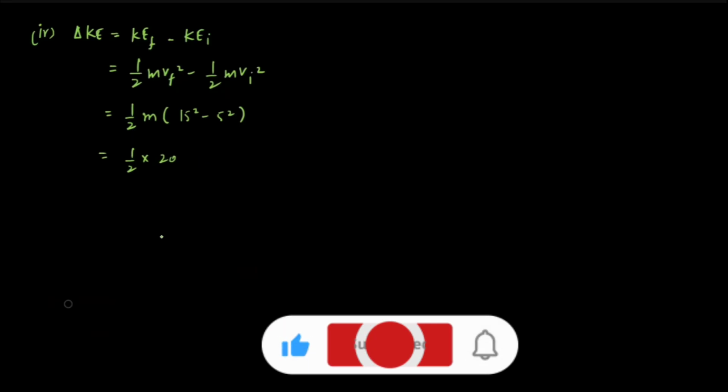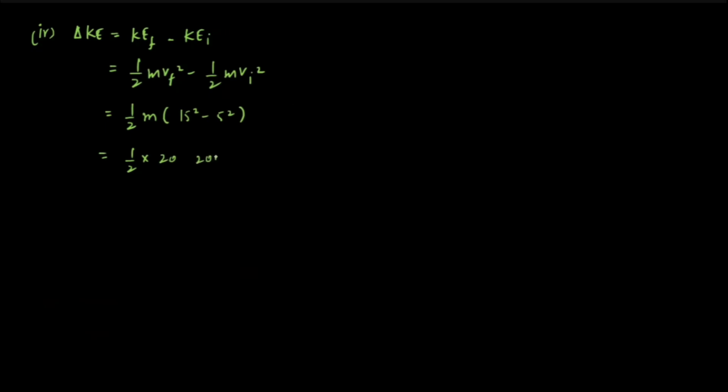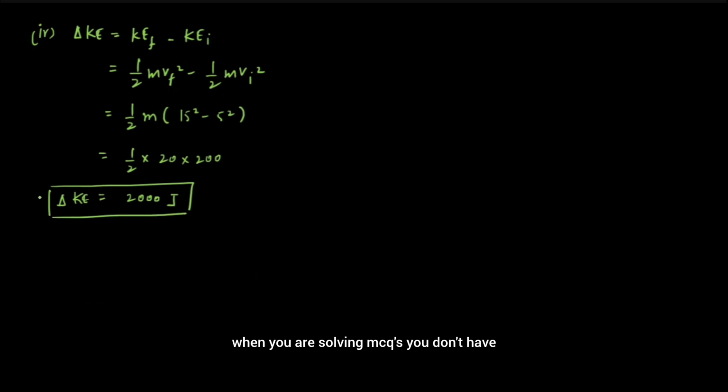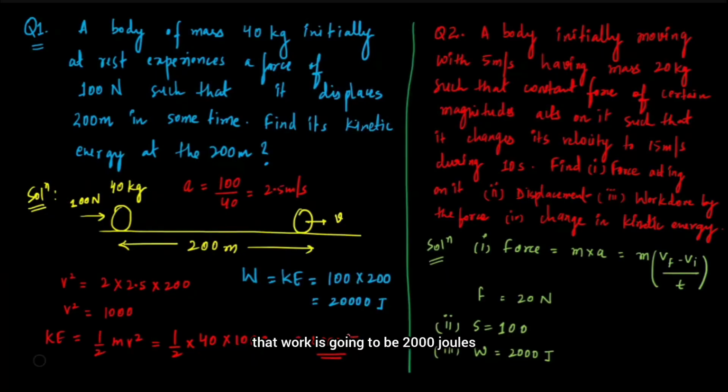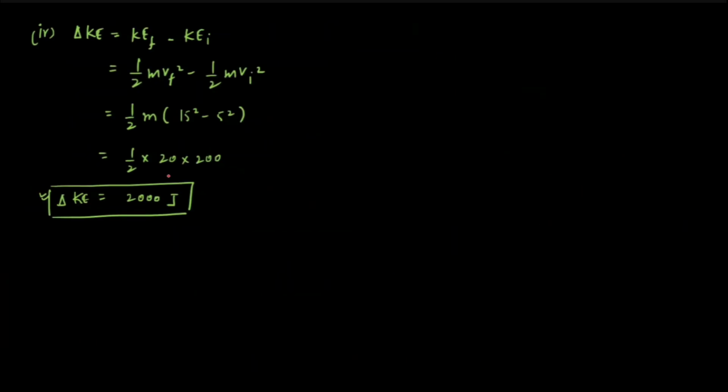It is approximately 200. Once you solve this, you'll have kinetic energy as well, 2000 joules. Now, when you're solving MCQs, you don't have to actually do this. You simply found that work is going to be 2000 joules. Change in kinetic energy is also going to be the same, because whatever work is done by that force is actually going to produce the same change in kinetic energy. So you can answer the same question by simply looking at the values here. That's it. This is how you have to do this.